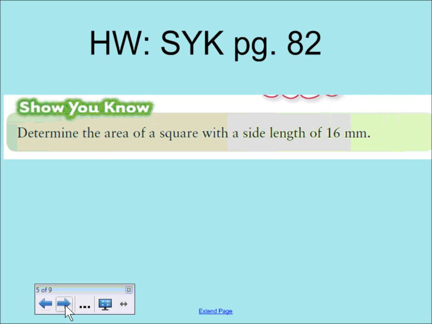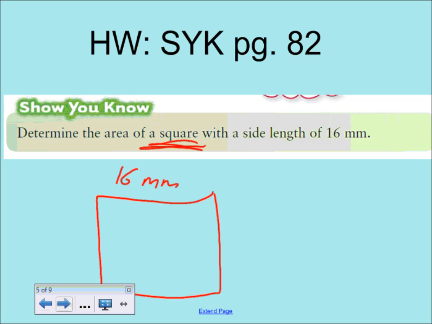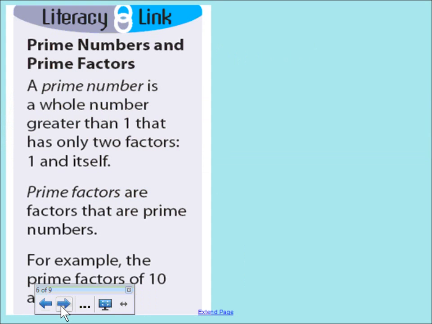On page 82, you can do the Show You Know, and it's determine the area of a square with a side length of 16 millimeters. So 16 millimeters here. This side, you will have to figure that out because it's a square, and you can find the area using that.